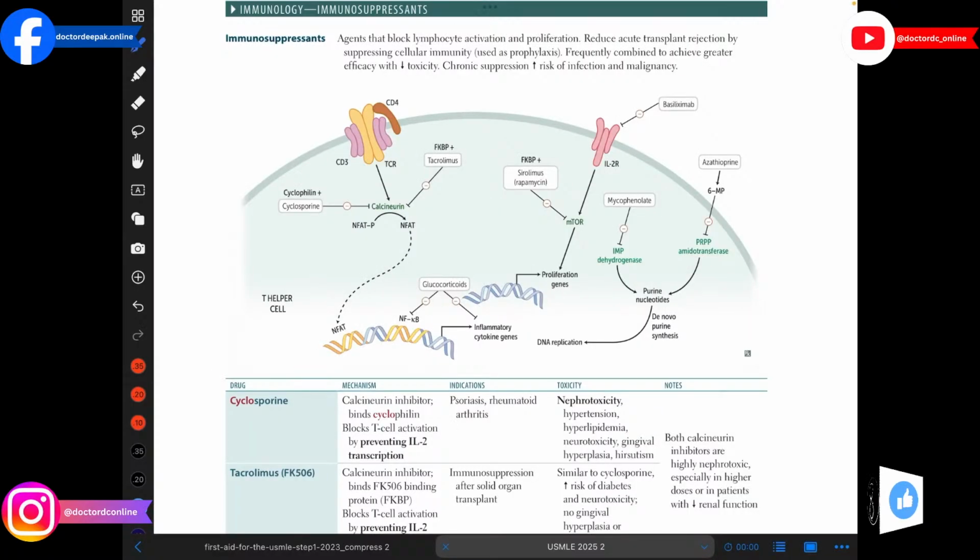Now we are going to talk about the immunosuppressants. These are the agents that block lymphocyte activation and proliferation. They reduce acute transplant rejection by suppressing cellular immunity and are used as prophylaxis, frequently combined to achieve greater efficacy with decreased toxicity. Chronic suppression increases the risk of infection and malignancy.